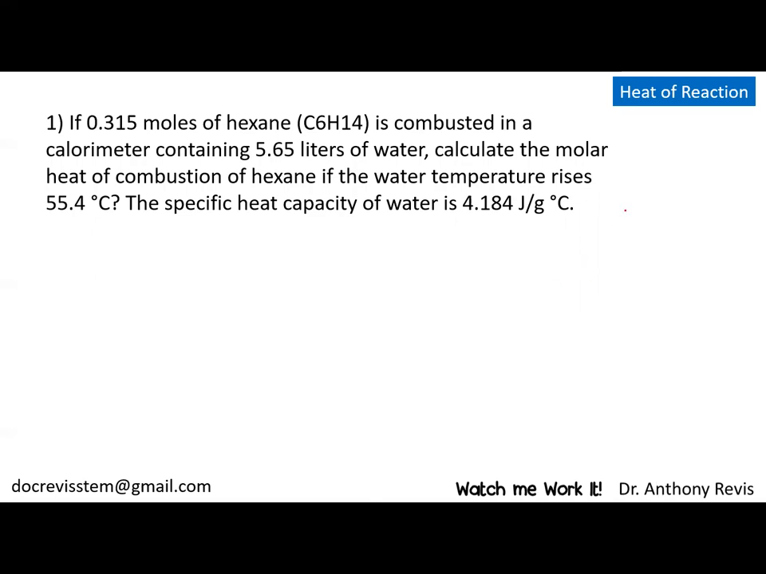Now, a couple of things you want to keep in mind here. When you see a problem like this with liters of water, you want to remember that water has a density of 1 gram per mL, or 1 gram per cc, or 1 gram per centimeter cubed. Doesn't matter how you think about it. But when it comes to these types of calculations, this is a direct substitution for grams. So the point I'm making is when you see liters, you think grams. So we have to keep that in mind when we do this calculation.